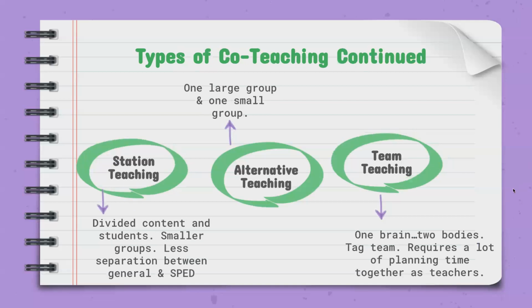Okay, the last 3 types of co-teaching are station teaching. This is where we can divide content and students, and then there's smaller groups.